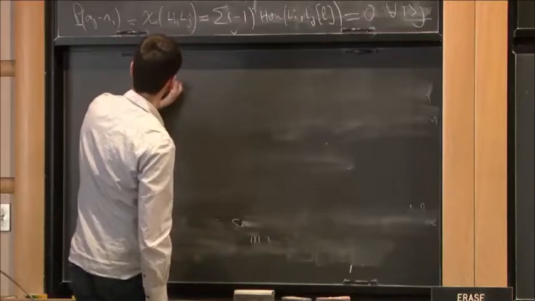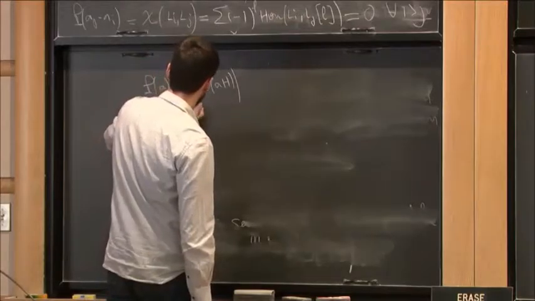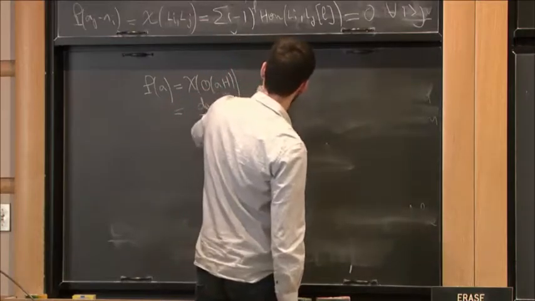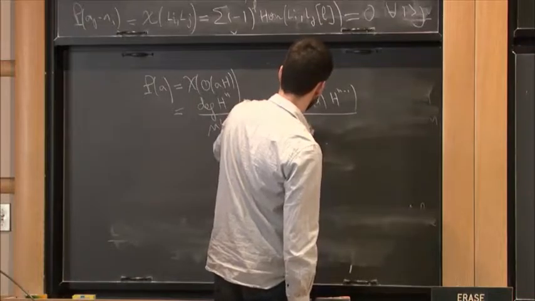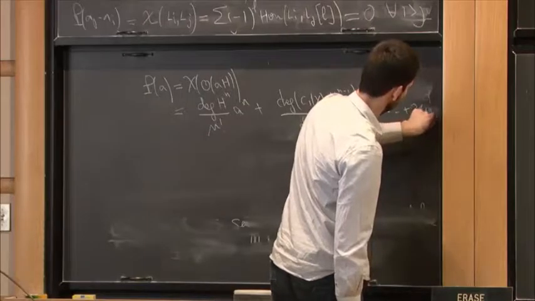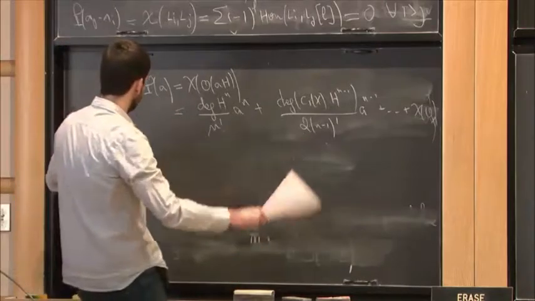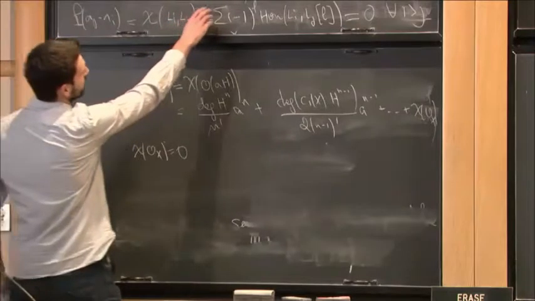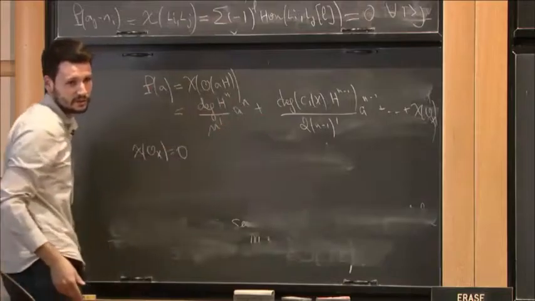So P of A, which is chi of O(A H), is just equal to degree of H^n over factorial n times a^n plus lower-degree terms. But because we have exceptional line bundles, we know that chi of O_X is 1, so the polynomial is non-zero. It has at most n roots. So you find restrictions on the a_i. In fact, you show that they belong to an arithmetic progression.